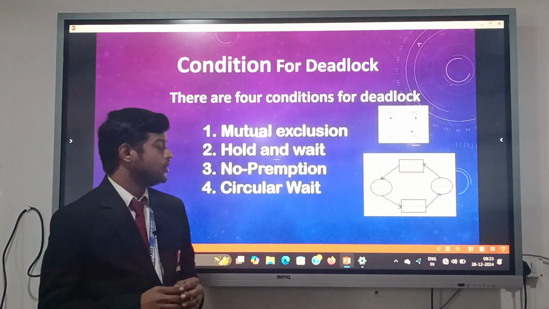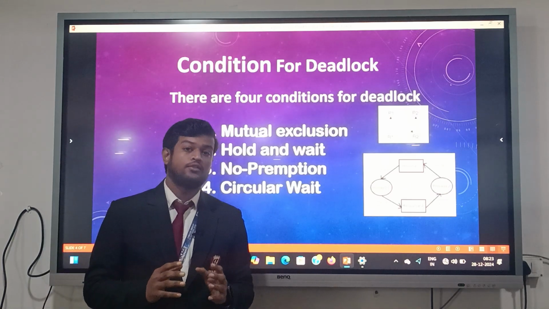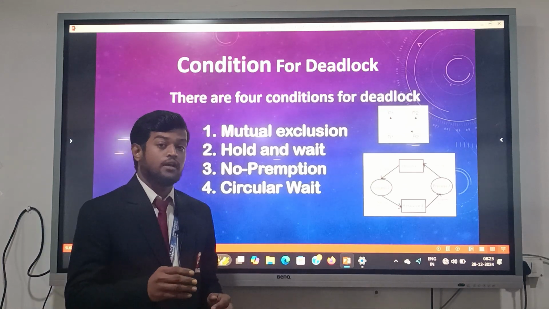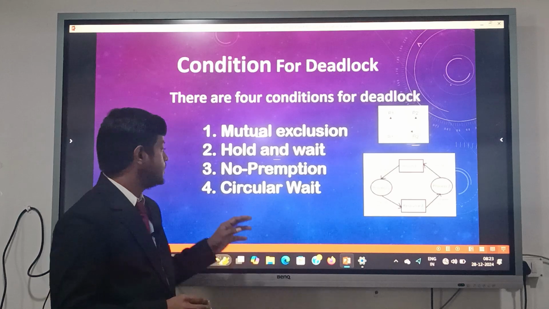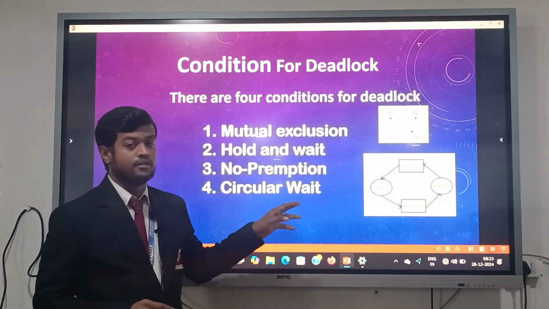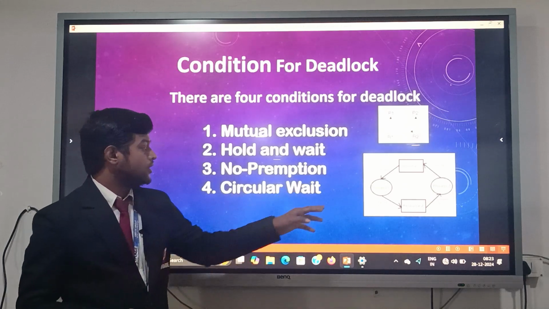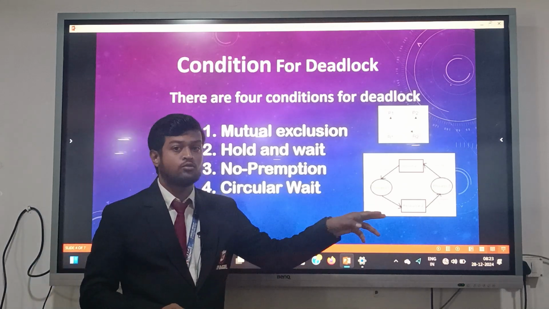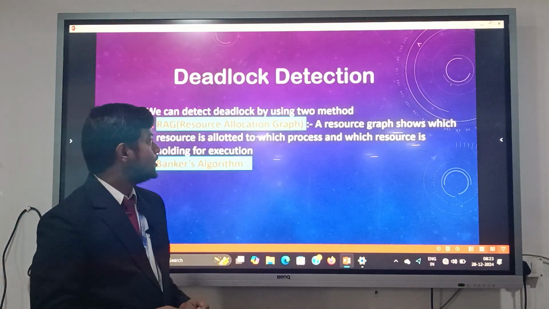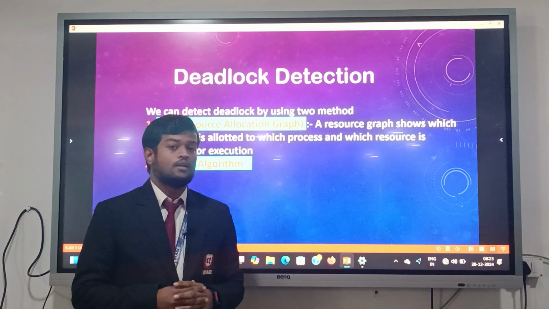In no preemption, once the resource is allotted to the process, it can't be changed according to priority. Here the process's resource is not changed according to priority. In circular wait, as you see in this diagram, processes are circularly waiting for the resources. In the next slide, we know deadlock detection.